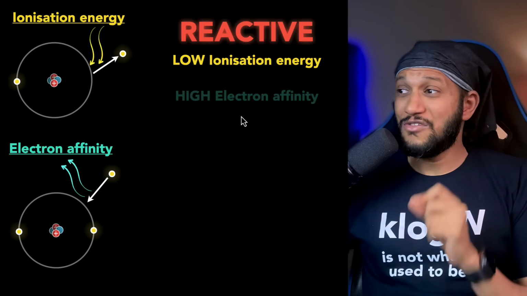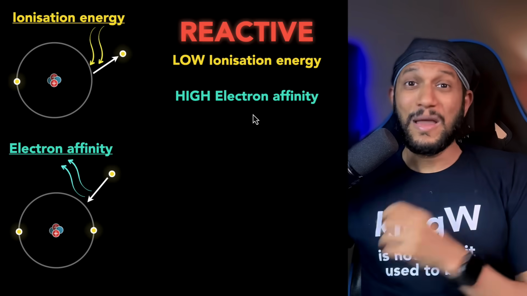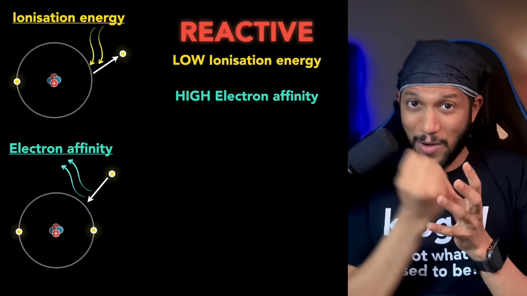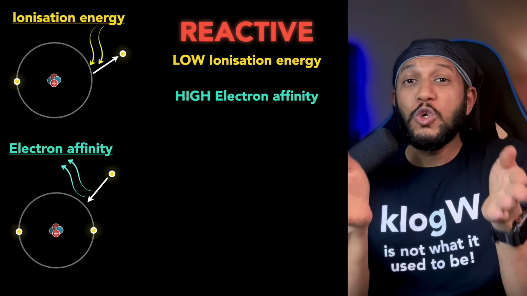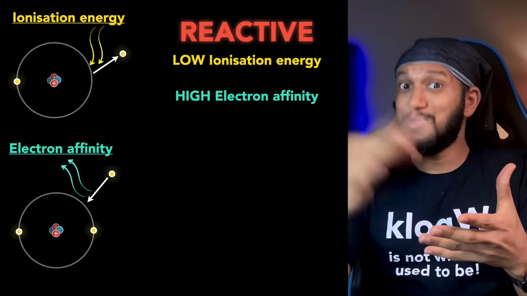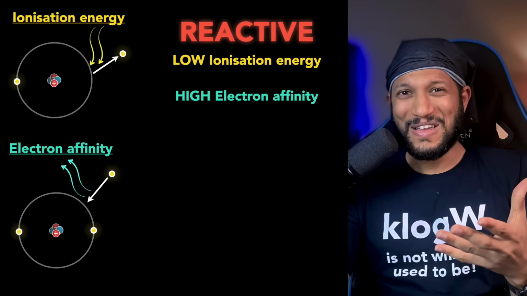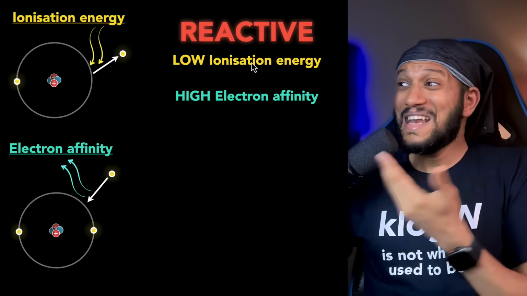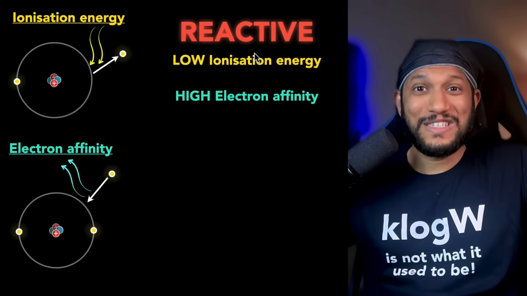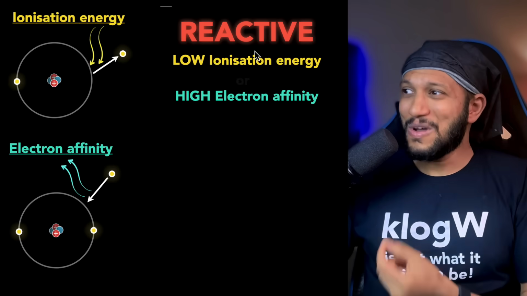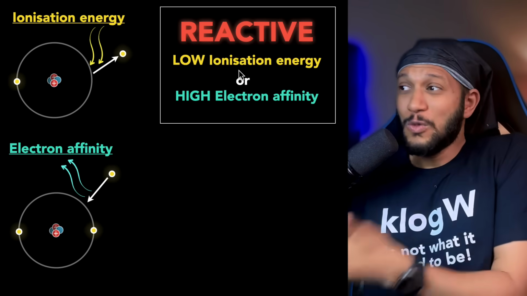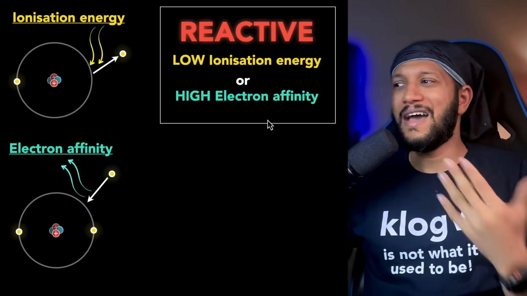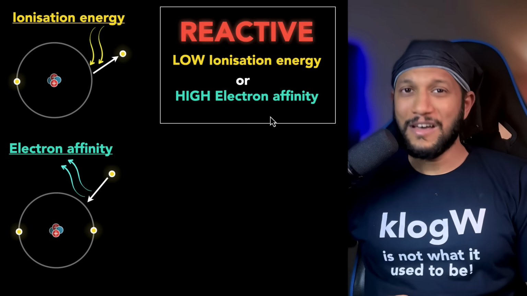Now, if an element has very high electron affinity, that means a lot of energy is released when it grabs on an electron, and that energy can be used to do more interesting things, like maybe pluck an electron from some other atom. Which means if an element has a high electron affinity, even then it tends to be reactive because a lot of energy gets available. So look, this means if an element has low ionization energy or high electron affinity, it tends to be reactive.